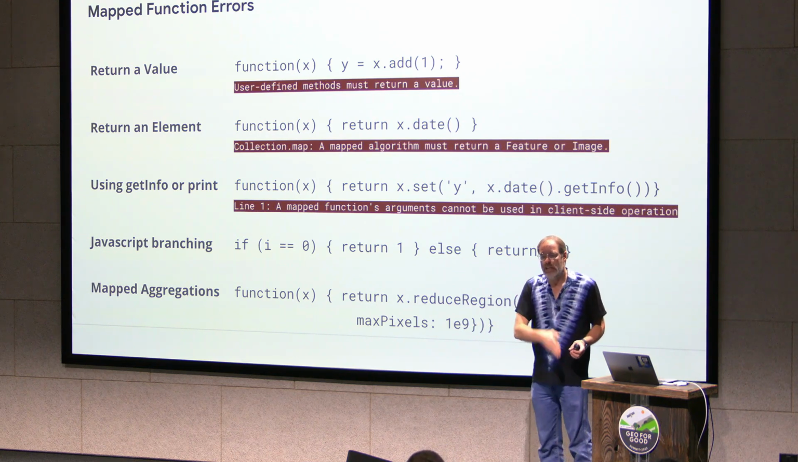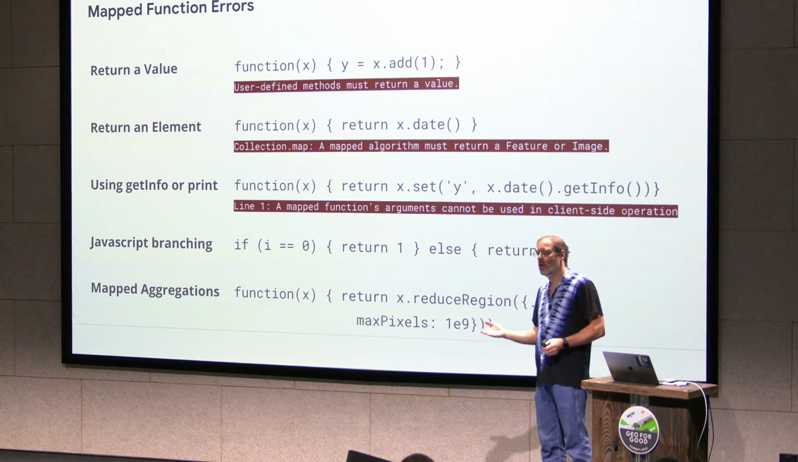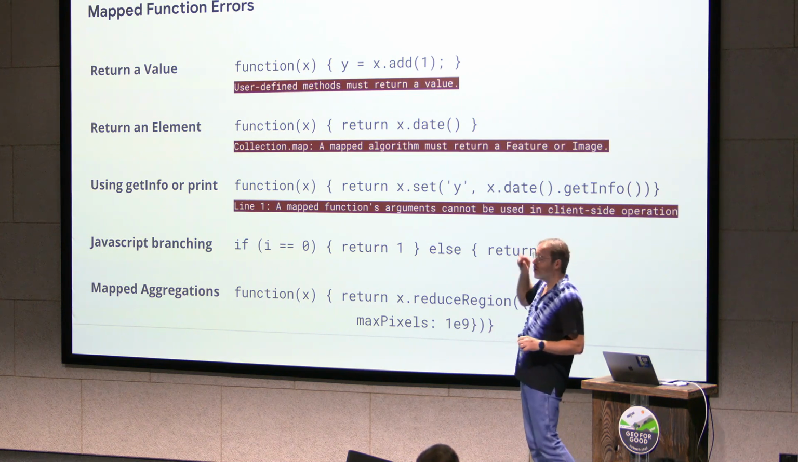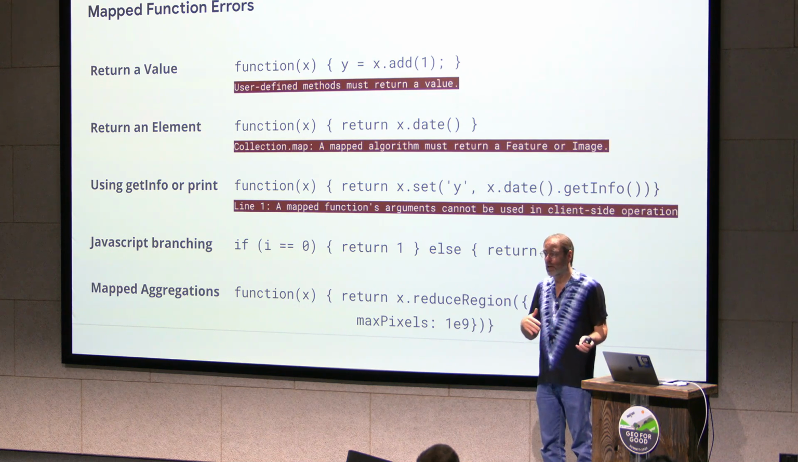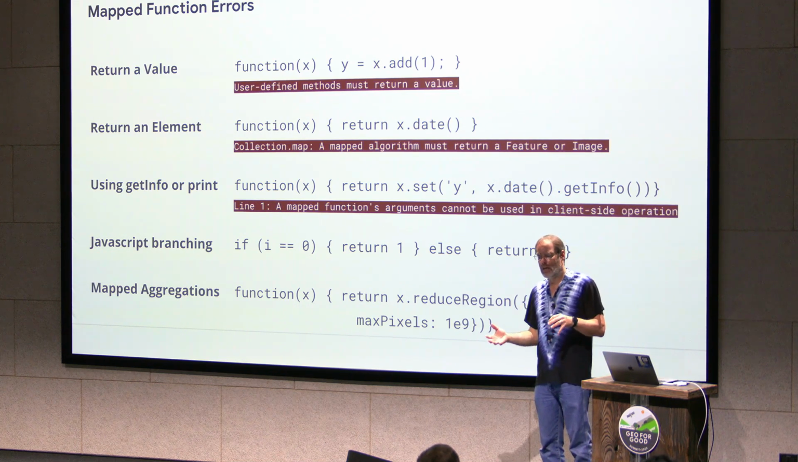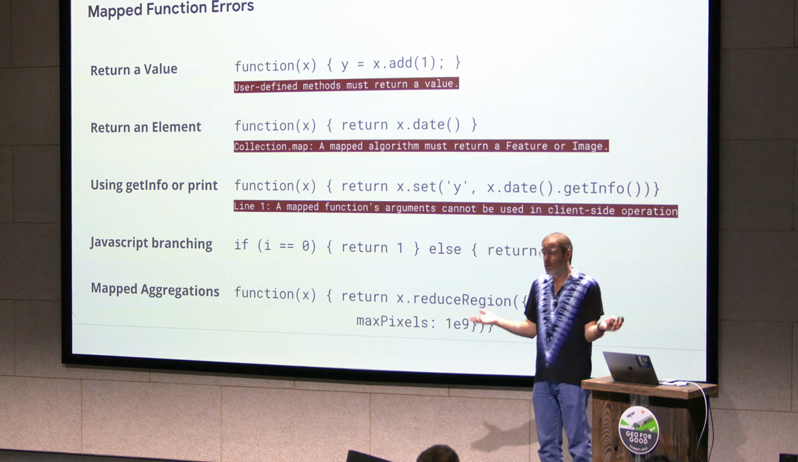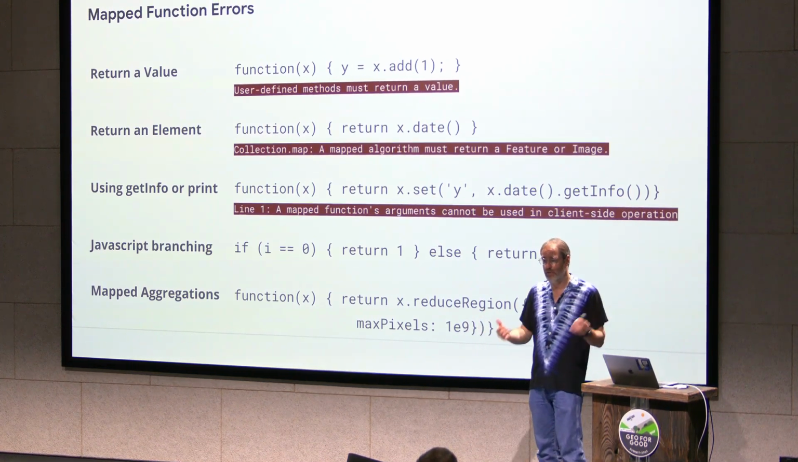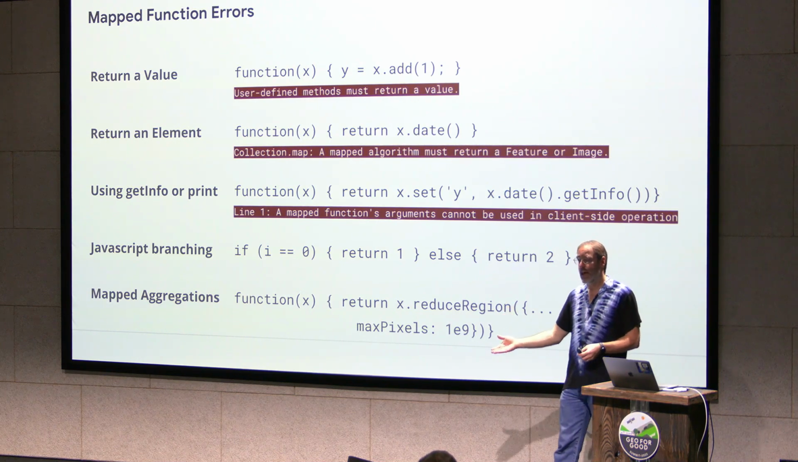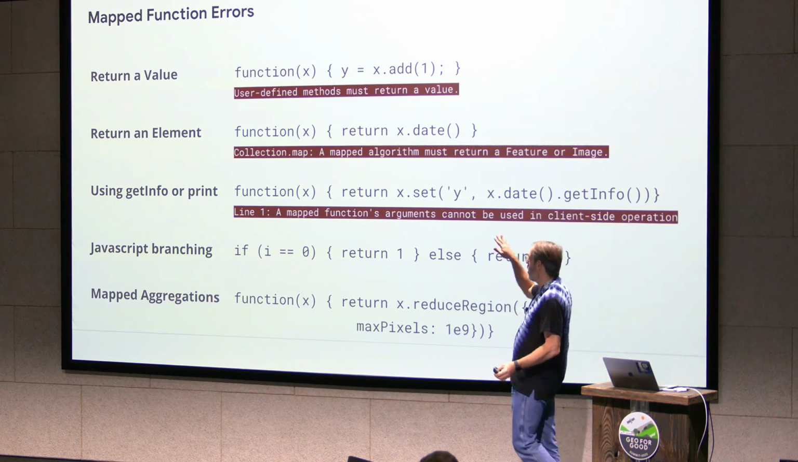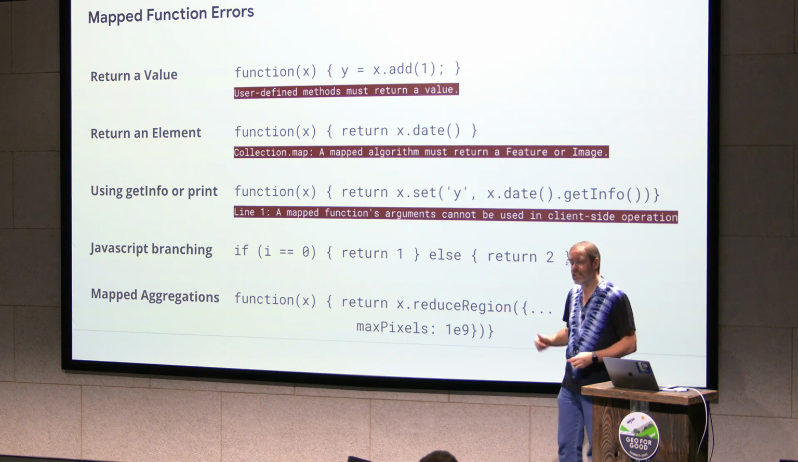If you're mapping over images or features, the thing that has to be returned is either an image or a feature. So you can't map over a bunch of images and return their dates, because that would be a collection of dates, and those don't exist. Collections are either images or features. So you can either convert your images to a list and get back a list of dates, or you'd return a feature containing a date.